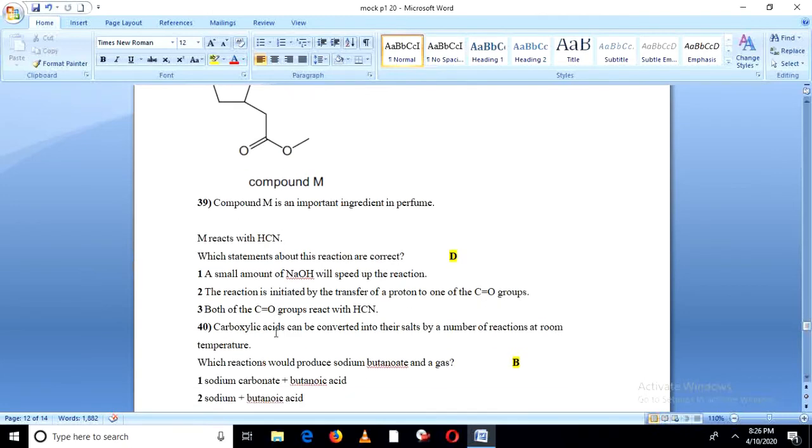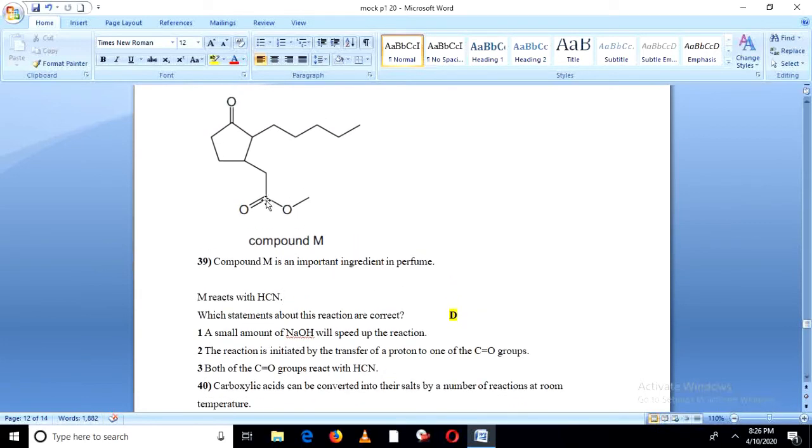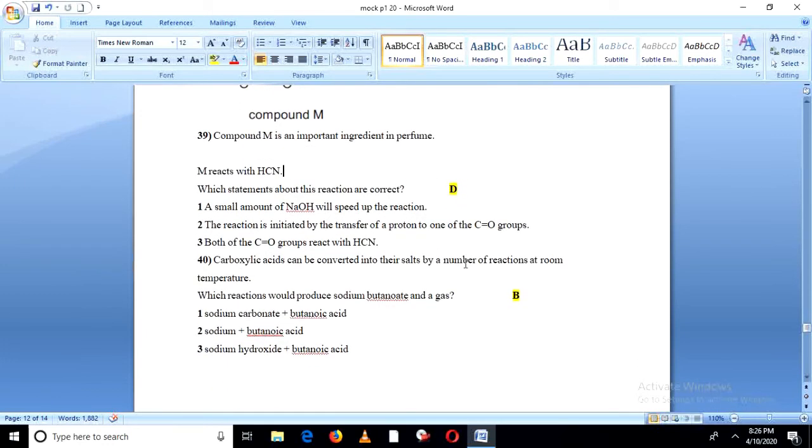The third statement was that both of the carbonyls react with HCN. No, this is not the case. Here the carbonyl is of the ester group. The ester group carbonyl would not be reacting with HCN, while only the ketonic group carbon would be reacting with the HCN. So our third statement is also wrong. So our second and third statements are wrong, while our first statement is right. So our best suited answer is D. That is, one is only correct.